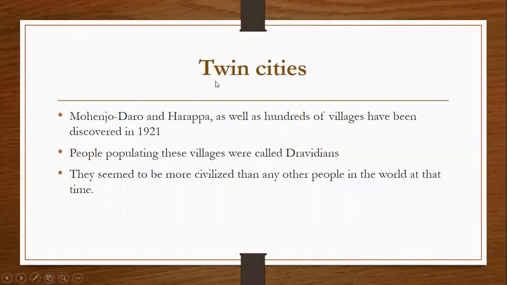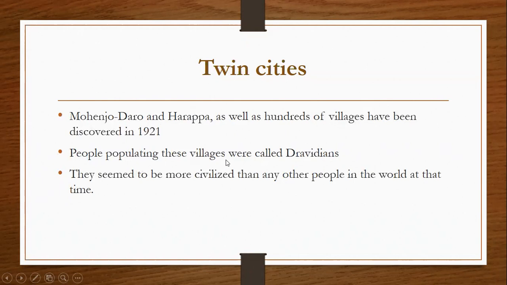In this civilization, we discuss two main cities. The two main cities which were found were Mohenjo-daro and Harappa, as well as hundreds of villages that have been discovered since 1921. Means this discovery started in 1921, and then they found hundreds of villages, but two cities were very famous. One was Mohenjo-daro and the second one was Harappa. These are the main civilization sites which are present in Pakistan.